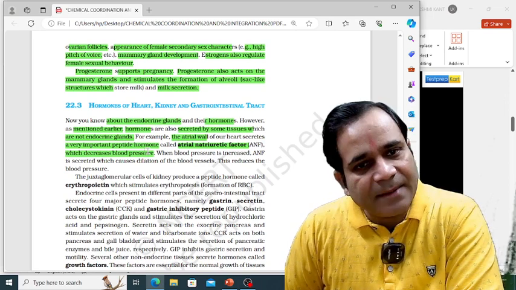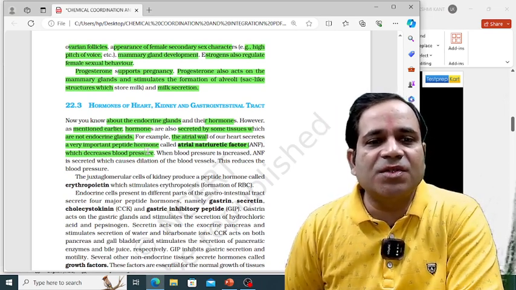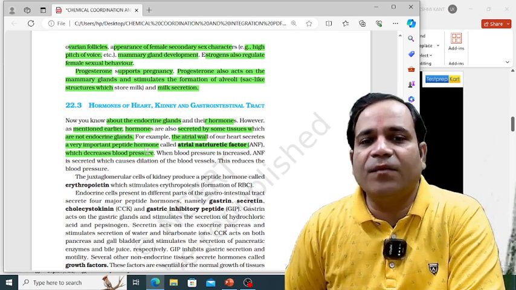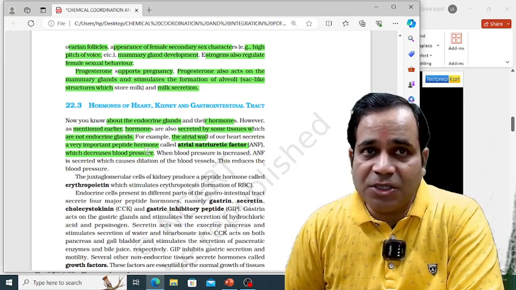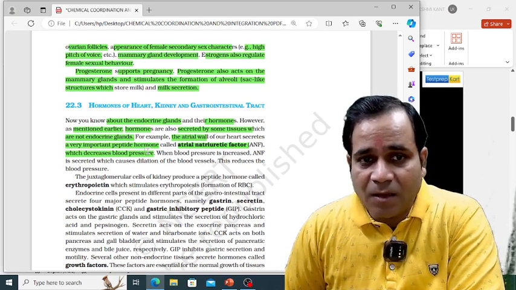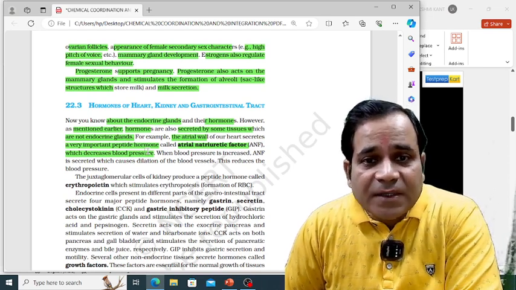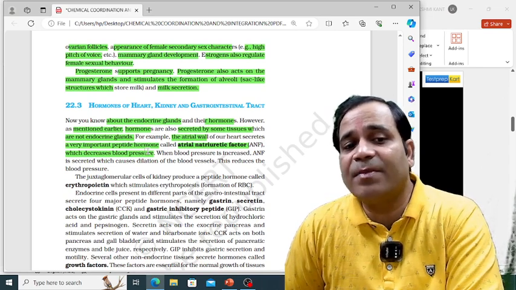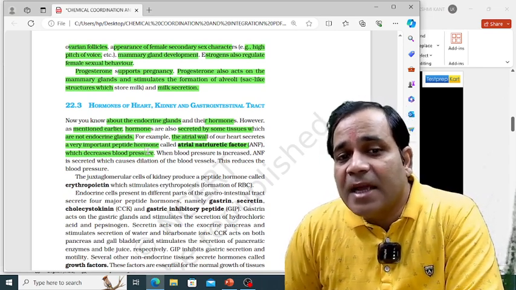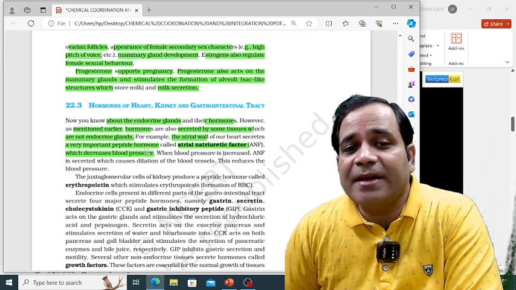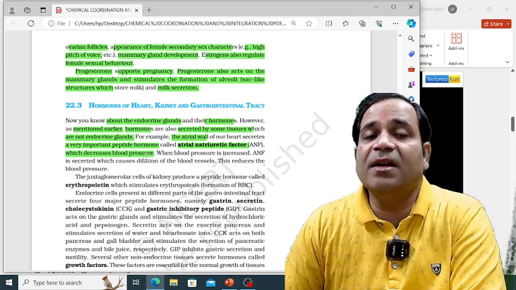Getting my point? Again, I'm repeating here. Suppose the hormone is secreted from tissues that are not endocrine glands. Give one example: the atrial wall of the heart secretes a very important peptide hormone, known as atrial natriuretic factor, my dear.